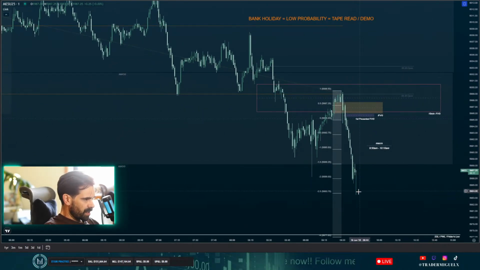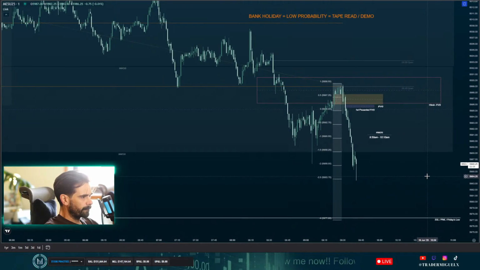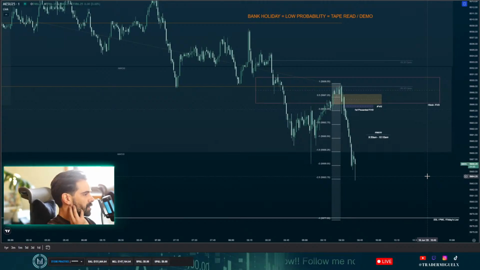As you can see, price came down a little bit more, stopped right at minus 2.5 standard deviation. So for now, everything is in place and into what we were expecting from price. Everything seems to be clear right now.